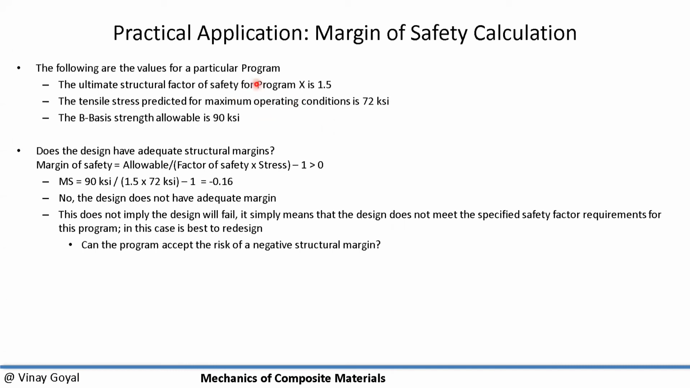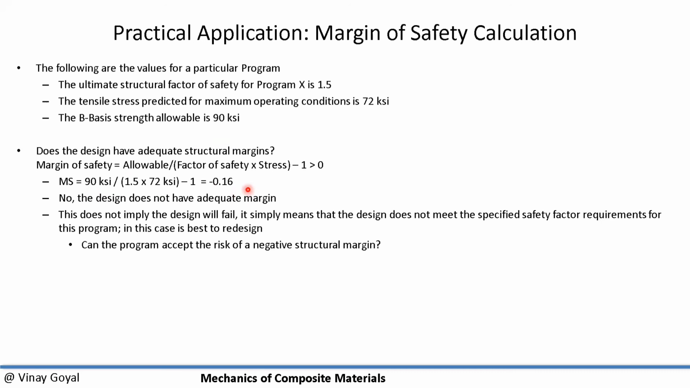So here's an example. These are the values for a particular program X. Program X has a 1.5 factor of safety. The stress was predicted to be 72 KSI. The B-basis strength is 90 KSI. Very simply, just plug it in and calculate the margin. The margin came out to be negative 16%. So most likely you have to redesign.